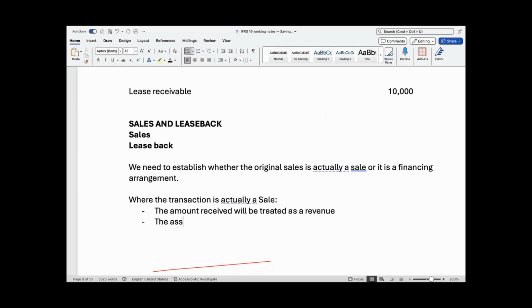Now, the asset that was leased back will then be recognized in line with how a lessee recognizes a lease transaction.